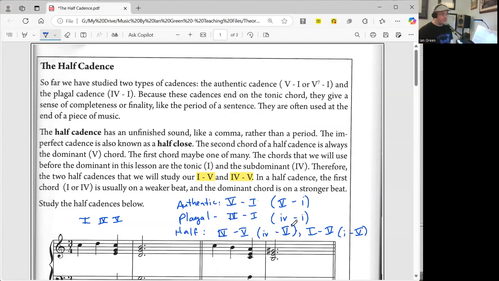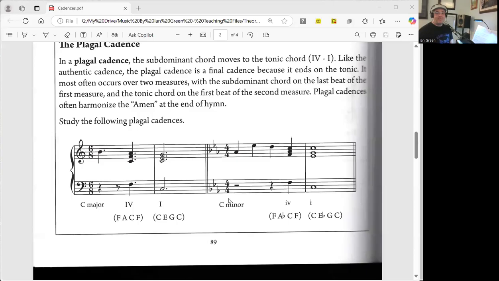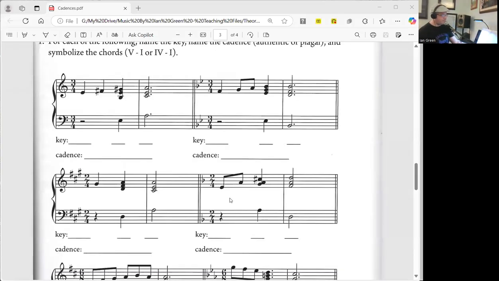So those are the, I guess, three different types of cadences that we would have been looking at. Now let's go back to the other screen, and we will work on some of the first set of questions and decide how to answer them. So what we want to do is go back to page 90.